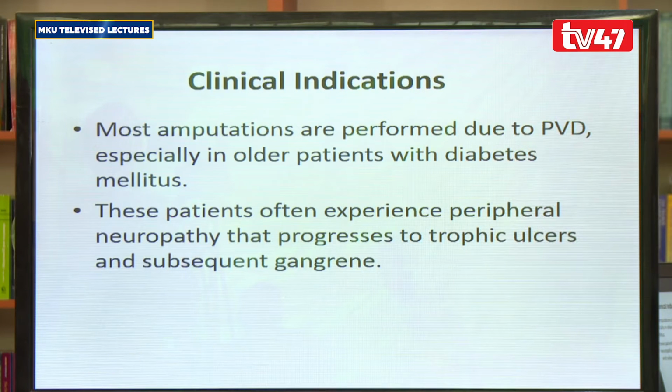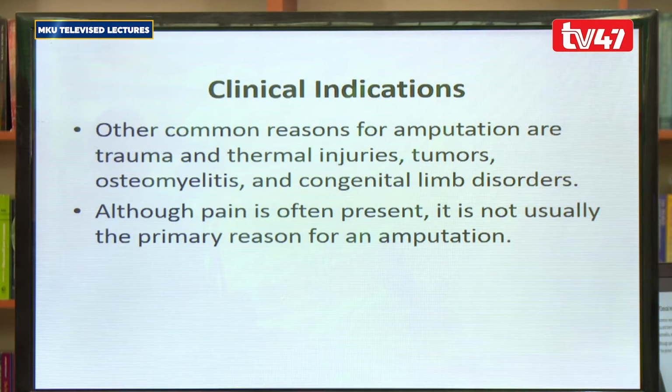What are the clinical indications for amputations? Most amputations are performed due to peripheral vascular problems. Patients who have diabetes mellitus may have neuropathy, may have problems of blood getting into the tissue, and as a result of that, necrosis may take place. And due to that, it will be difficult to save the limb.